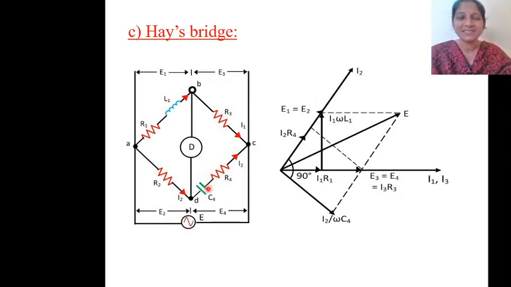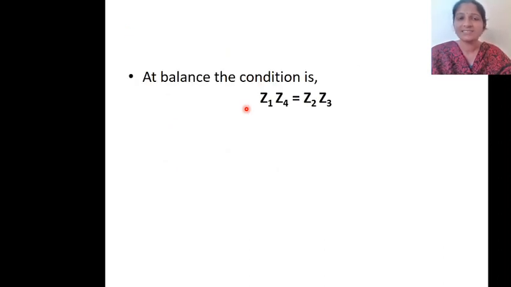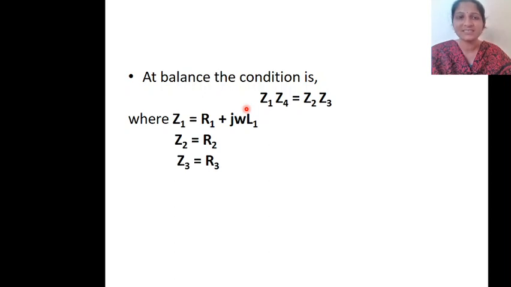Now apply the balancing condition. What is the balancing condition? The product of opposite arm impedances is equal to the product of the remaining two opposite branch impedances. That means Z1 into Z4 is equal to Z2 into Z3. By substituting all these values at balance, the condition is Z1 Z4 is equal to Z2 Z3, where Z1 is equal to R1 plus j omega L1, Z2 is equal to R2, Z3 is equal to R3, and Z4 is equal to R4 plus 1 by j omega C4.